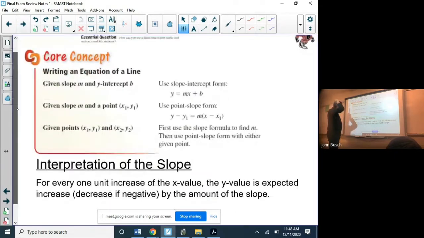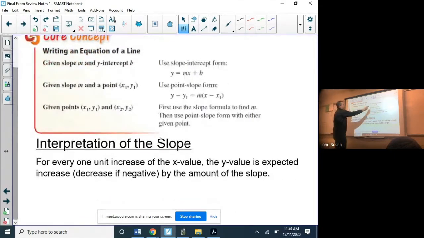So here's more information. We've got basic equations of lines and the interpretation of the slope. For every 1 increase in the x value, the y is expected to increase, or decrease if the slope is negative, by the amount of the slope. So when x goes up 1, the y value will go up the amount of the slope.